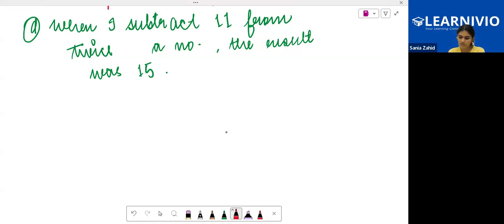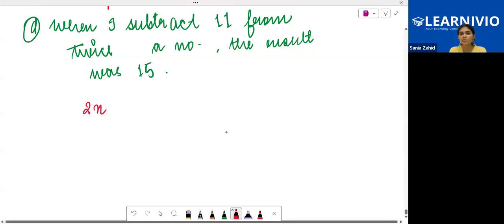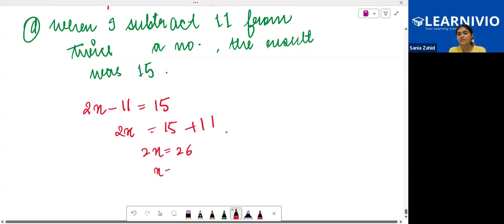Yes, ma'am. 13. Okay, so we have: when I subtract 11 from twice a number, twice a number means 2x minus 11. The result is 15. Okay, so 2x is equal to 15 plus 11. You will have 2x is equal to 26. Then x is equal to 13.